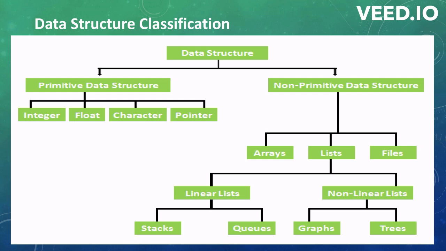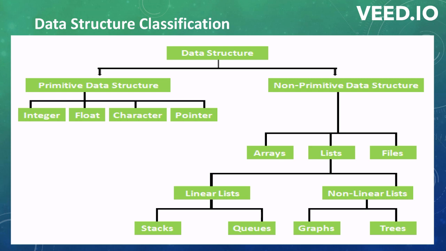Data structure is divided into two: primitive data type and non-primitive data type. As I told before, primitive data type consists of integer, float, characters and pointers, and non-primitive data types consist of arrays, list, files. List is divided into linear list and non-linear list. Sorry, linear list is divided into stacks and queue. Non-linear is graph and trees.